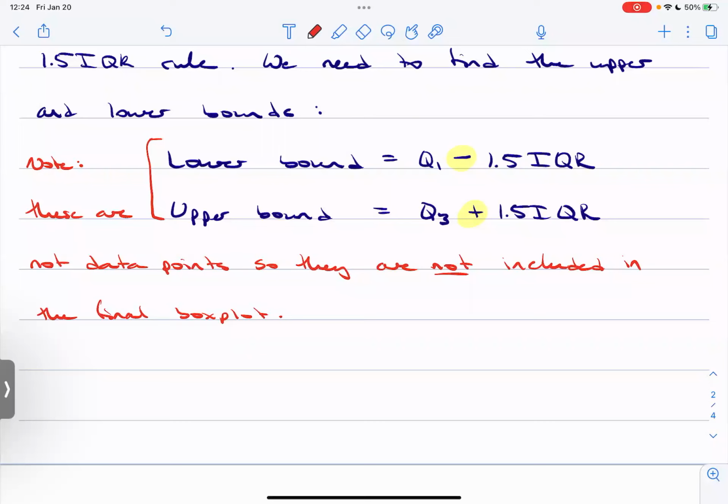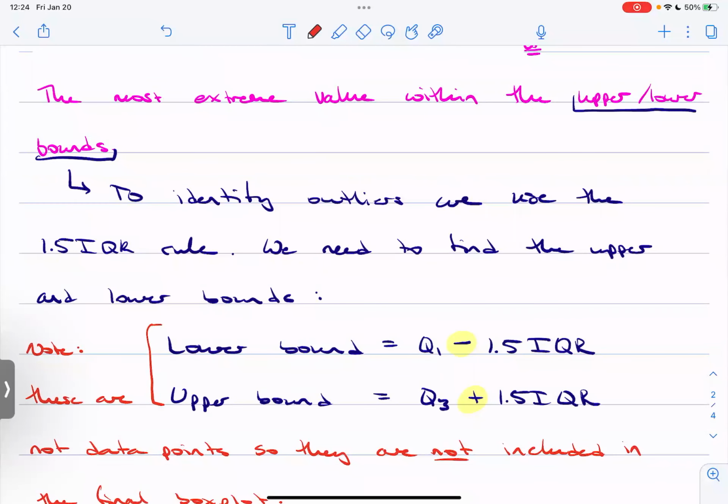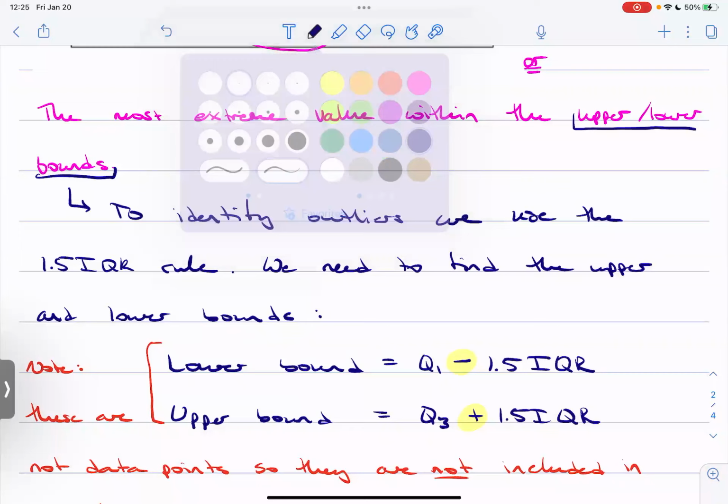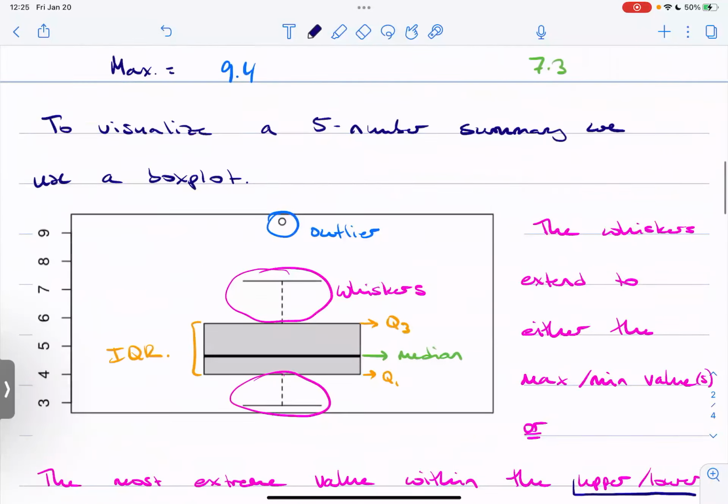Sorry, Emily. Yes? It's just, if we scroll up just a little bit, it does say to identify outliers, we use the 1.5 IQR rule, and I'm a bit confused how that determines our outliers and our bounds. Well, when we find the bounds, we know it's an outlier. I'll show you an example, which was my next thing. Sorry, you're just getting ahead. That's all right. In fact, I encourage it.